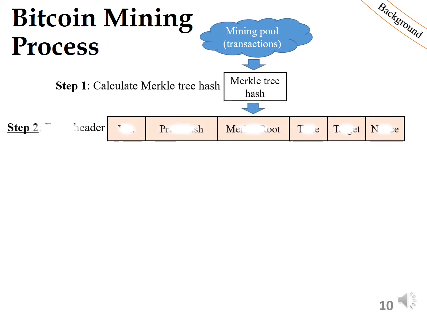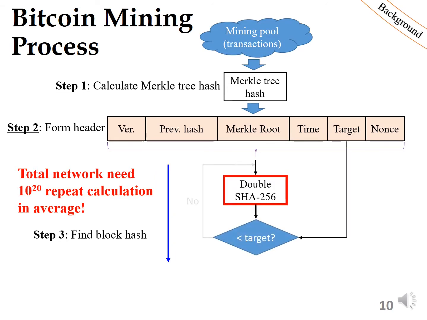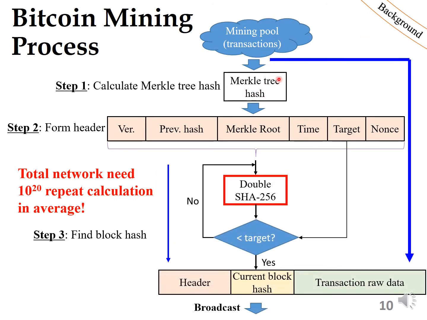This slide illustrates the mining process of a Bitcoin network. It follows 3 steps. First, it calculates the Merkle tree hash of the data, then it forms the header, and then computes the Double SHA-256 to find the valid hash value. To find a valid hash that meets the target, it changes the nonce value here, and the nonce will be changed until the valid hash is found. It is said that the total Bitcoin network needs about 10 to the power of 20 repeats of the double SHA calculation to find a valid hash for a block. That is the reason why Bitcoin consumes such a huge amount of electricity. Therefore, reducing the power consumption of Double SHA-256 is an important factor in reducing the electricity consumption of the Bitcoin network.